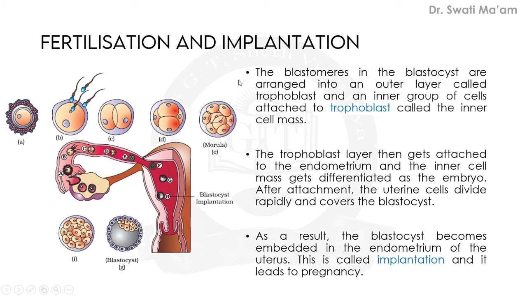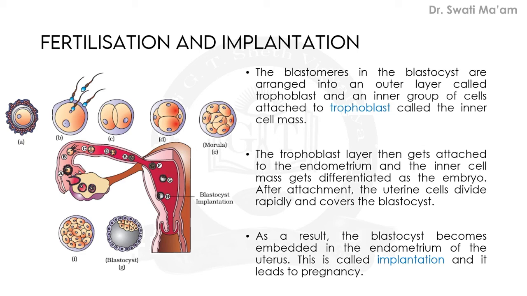The blastomeres in the blastocyst are arranged into an outer layer called trophoblast. So this is trophoblast, and an inner group of cells attached to trophoblast is called inner cell mass. This is inner cell mass and this is the trophoblast layer. The trophoblast layer then gets attached to the endometrium and the inner cell mass gets differentiated as the embryo. So in this condition it is known as embryo, and this process is implantation of embryo.